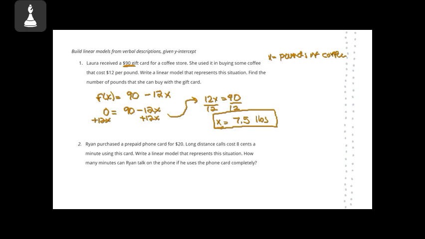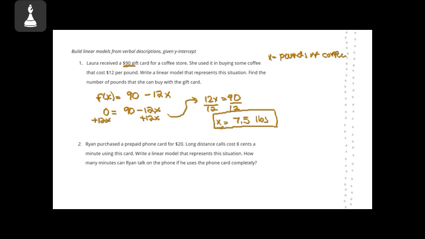Next example, Ryan purchased a prepaid phone card for $20. Now, this is probably back before some of you were even born. You actually could purchase a prepaid phone card and use it on a payphone. So whether this is something you're actually familiar with or not, let's follow the situation. Long distance calls cost 8 cents a minute using this card. Write a linear model that represents the situation.